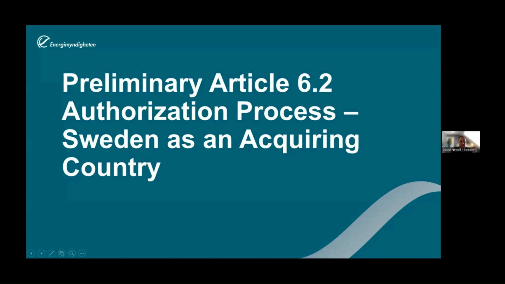Yes, what I'd like to talk about here is, in a very practical sense, how we have approached authorization under Article 6.2 in Sweden. I should emphasize that this is a preliminary approach. It's a suggestion, or something similar to this is going to be a suggestion we send to the Swedish government for approval. But this is where we're at right now in this process. I should also mention that this is from the perspective of Sweden as an acquiring country, where the Swedish Energy Agency can be the buyer, or potentially a Swedish private company could also be the buyer. But this is the authorization process from the perspective of an acquiring country.